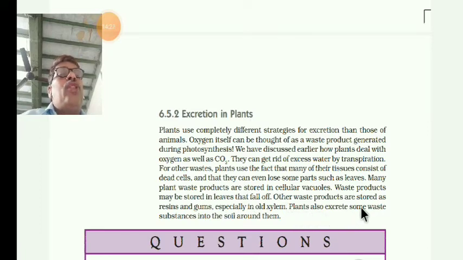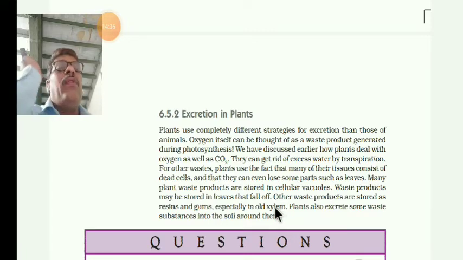Plants also excrete some waste substances into the soil around them. So plants remove even other wastes into the nearby soil. They discharge or excrete them. See, this is excretion in plants. So dear students, you have now learnt excretion in human beings as well as excretion in plants. Both are important questions from the point of view of examination. So learn the diagram of excretion in human beings also.